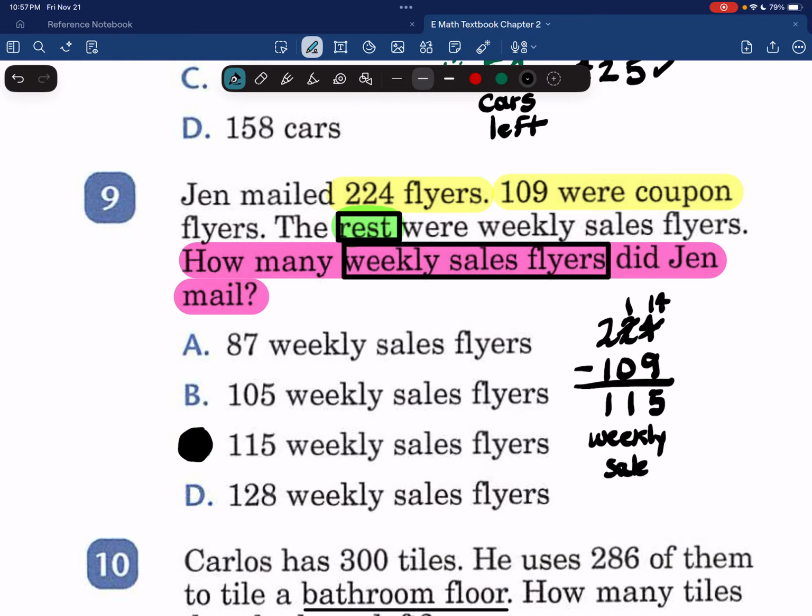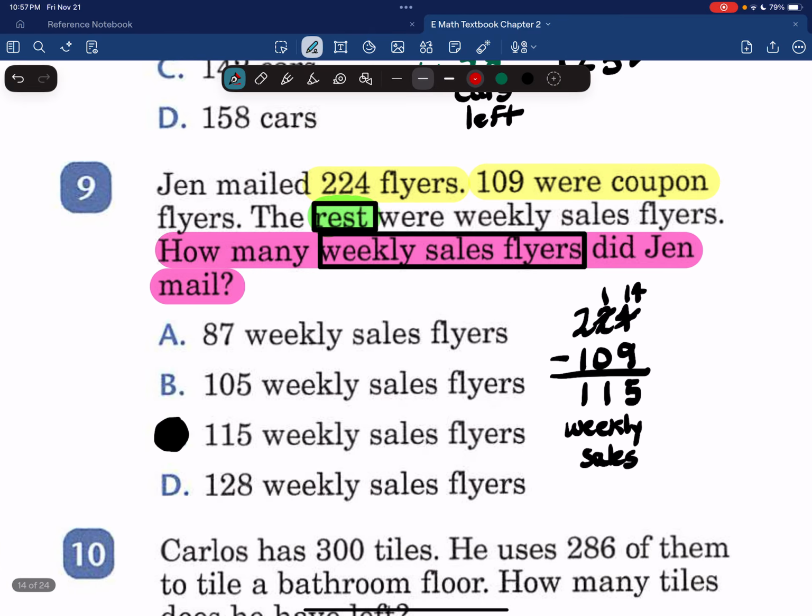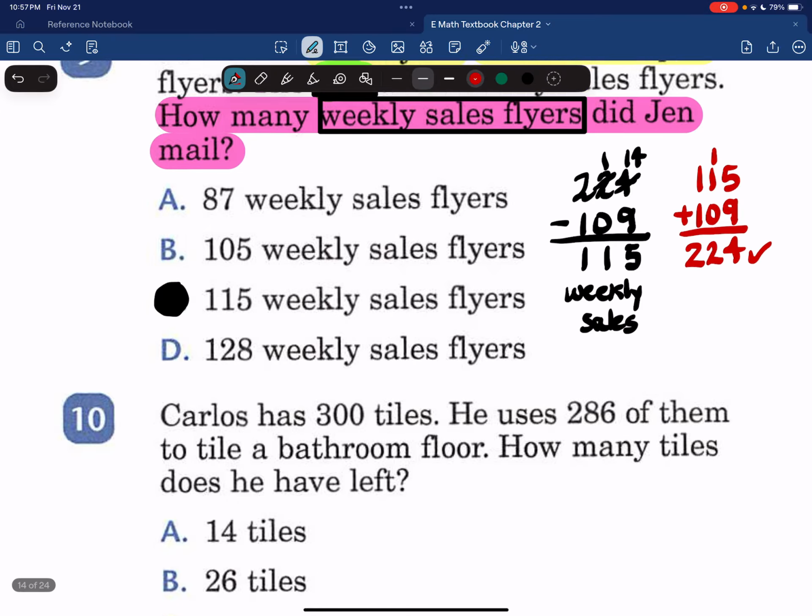And we'll check just to be sure. I'm going to take my answer plus the middle number, and I should get the total number. So that's 14. 224 was the total. My answer is correct.